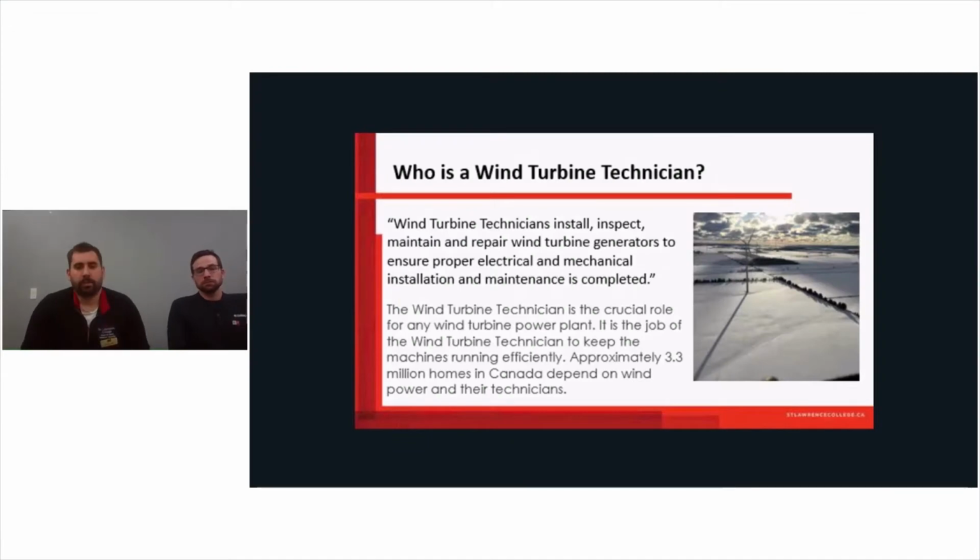So we have, who is a wind turbine technician? And I have here, wind turbine technician installs, inspects, maintains, repairs wind turbine generators to ensure proper electrical, mechanical installation and maintenance is completed. As mentioned in there, the wind turbine technician has a crucial role of keeping the power plant running. So essentially, a wind turbine farm is a big power plant.